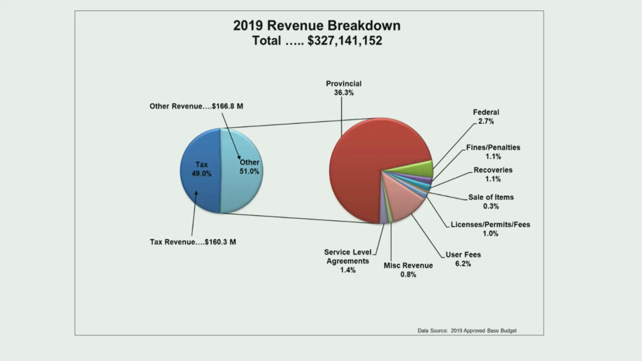In 2019, Chatham-Kent received slightly over $327 million in revenue from a variety of sources. Property tax accounted for roughly 49% of the revenues at just over $160 million. Of the remaining 51%, both provincial and federal grants were a significant portion, making up 39% of Chatham-Kent's revenues. This includes items such as our Ontario Municipal Partnership Fund and Ontario Community Infrastructure Fund grants. The remaining other revenue is comprised of such items as user fees, fines and penalties, permit fees, just to name a few.